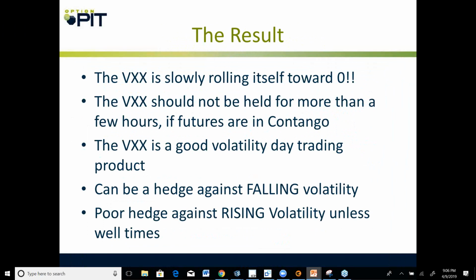You know, it can be a good hedge against a long volatility portfolio, which there is such a thing. However, holding it all the time against a portfolio is a loser. You have to time your hedges with VXX. Time the hedges.